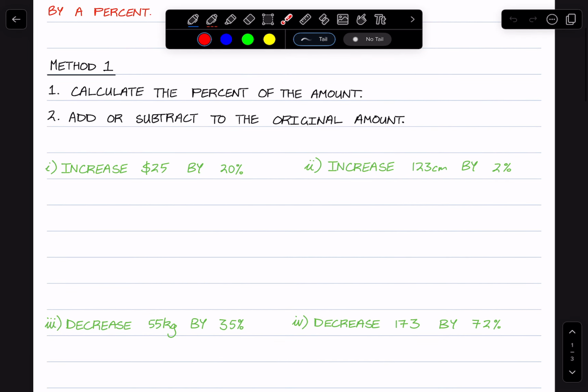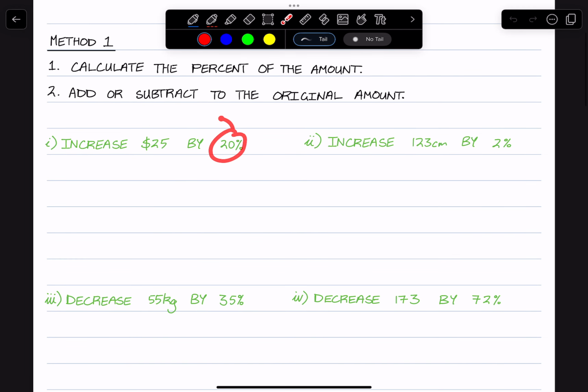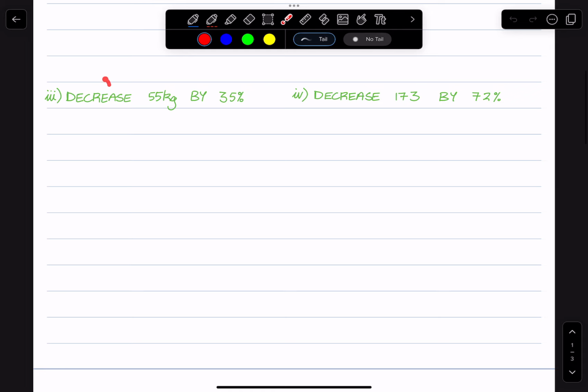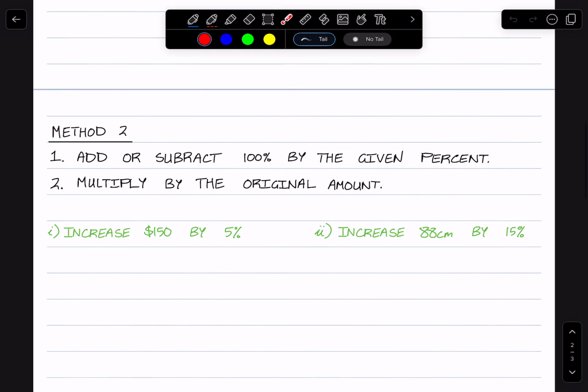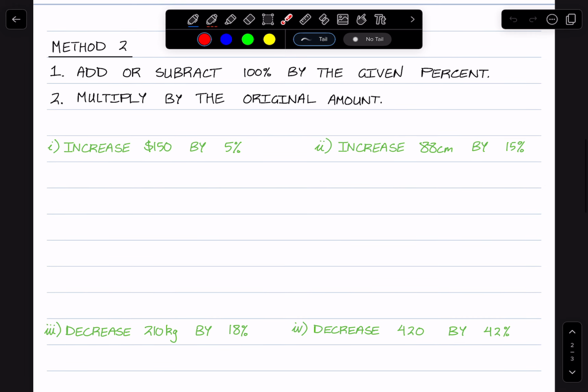In comparison, in these sets of examples, we first found 20%, and then if it was increasing, we would add it. And if it was decreasing, we would just subtract 55 minus the 35% that we just found. Now let's take a look at these examples.